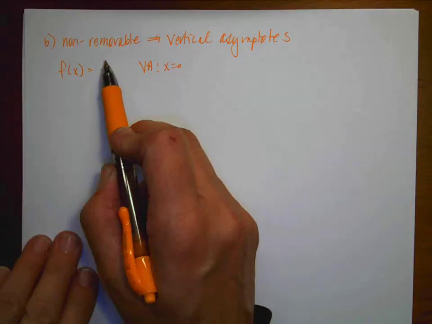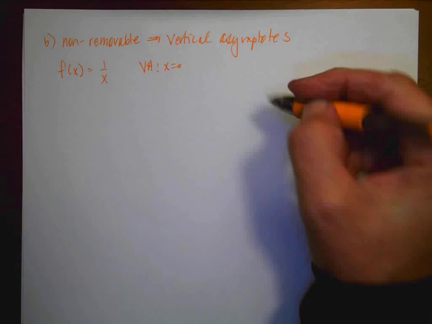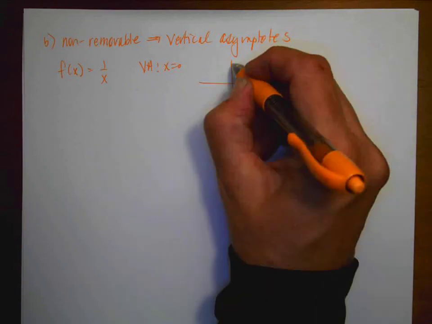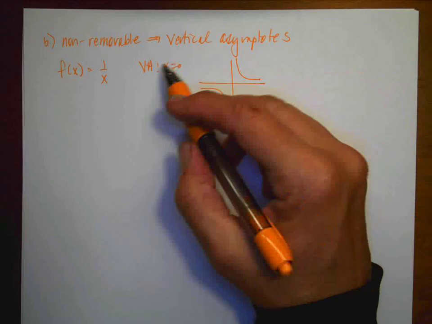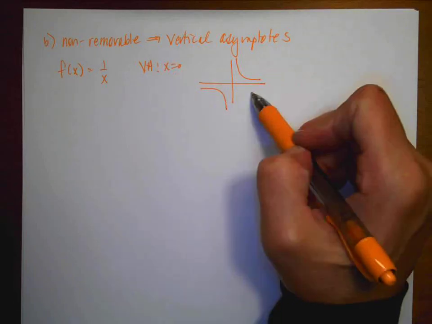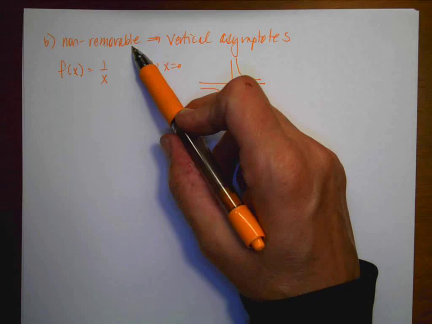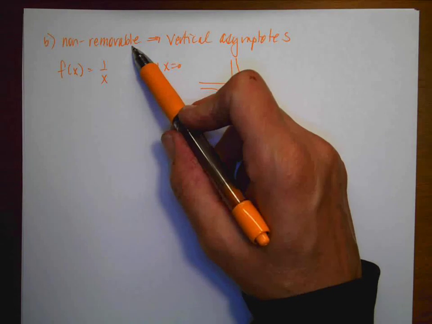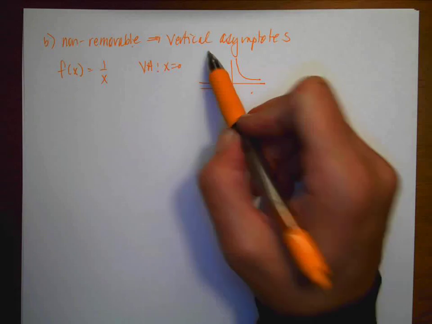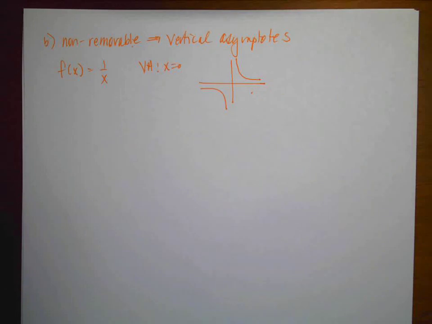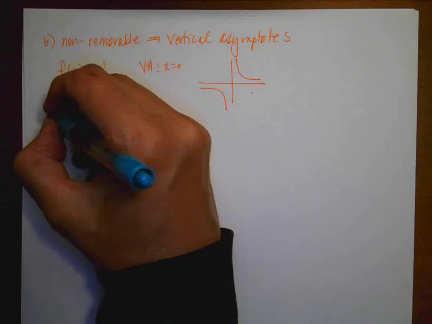It's non-removable because there's nothing that I can factor it with, so that means that the vertical asymptote stays in the graph, and so then I would have this situation. So non-removable means you basically can't take it out, it has to stay, and that particular situation would create our vertical asymptote.